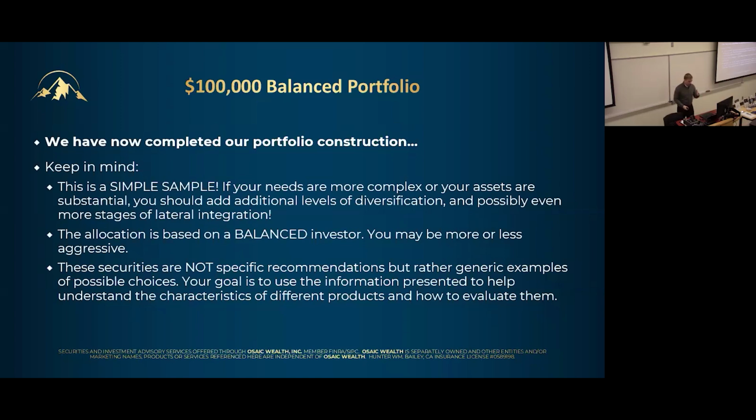It's really more about understanding how to fit different types of asset classes into what you want to accomplish and how long you have to accomplish it. So this allocation is based on a balanced investor. You might be more, you might be less. This is that middle of the road, maybe sort of early stage retiree or something like that. These securities are not specific recommendations, but rather generic examples of possible choices.